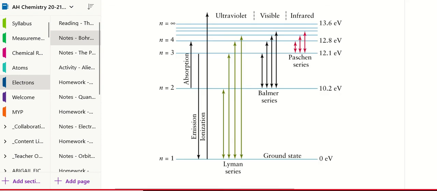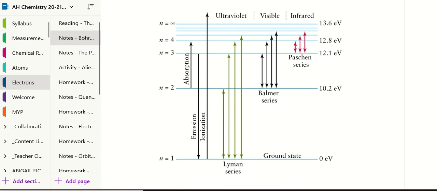So like we said, when electrons go from a lower energy level to a higher energy level, they're going to absorb energy, and a higher energy level to a lower energy level, they're going to emit. So arrows going up represent absorption. Arrows going down represent emission.